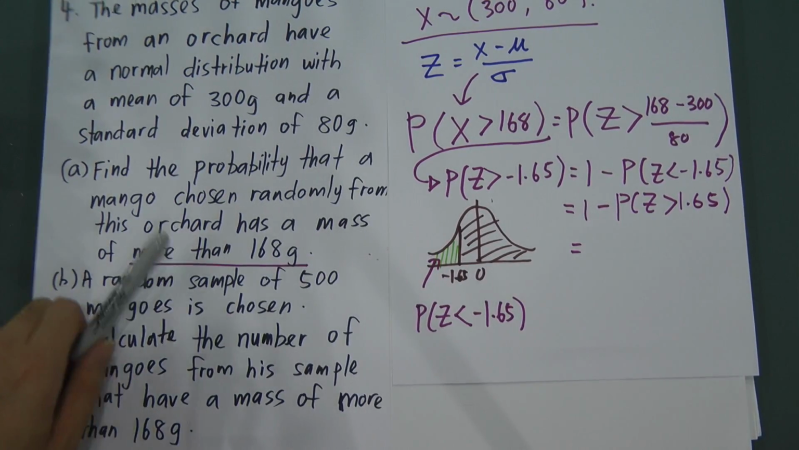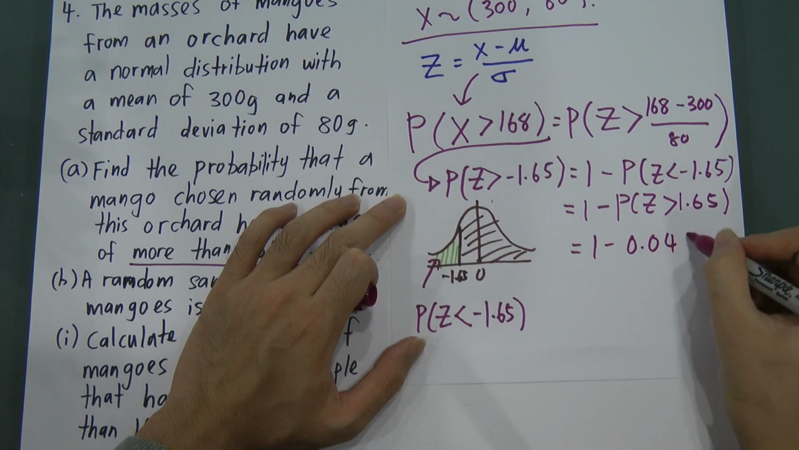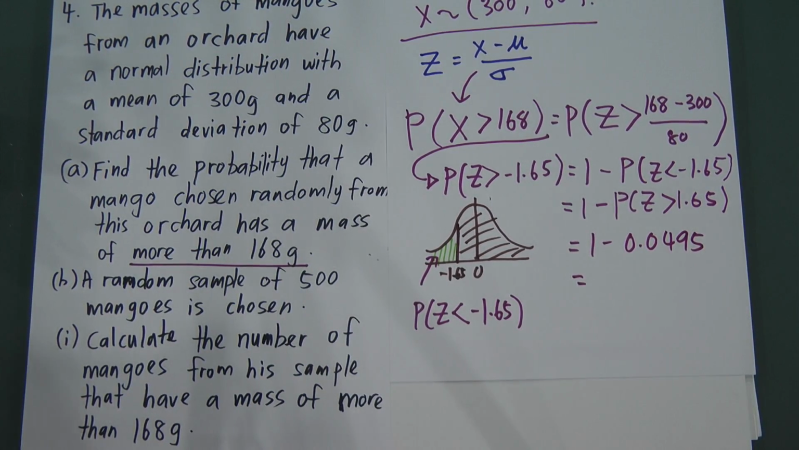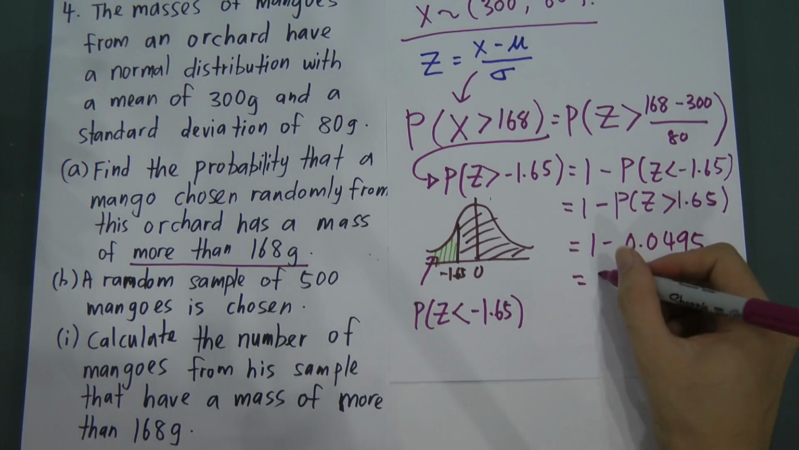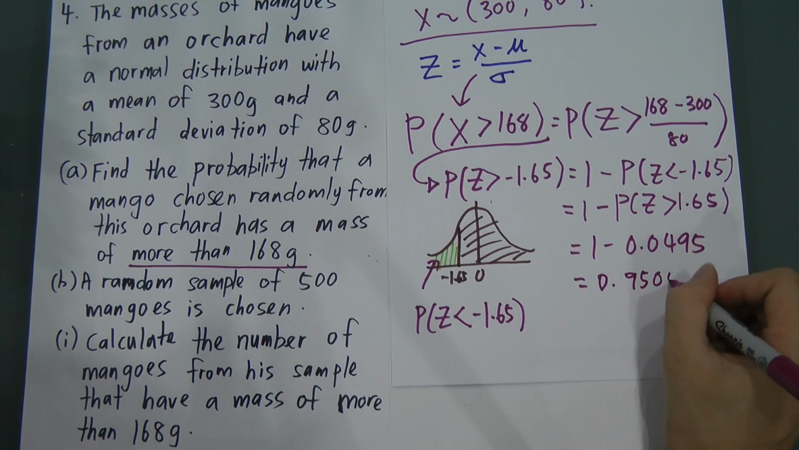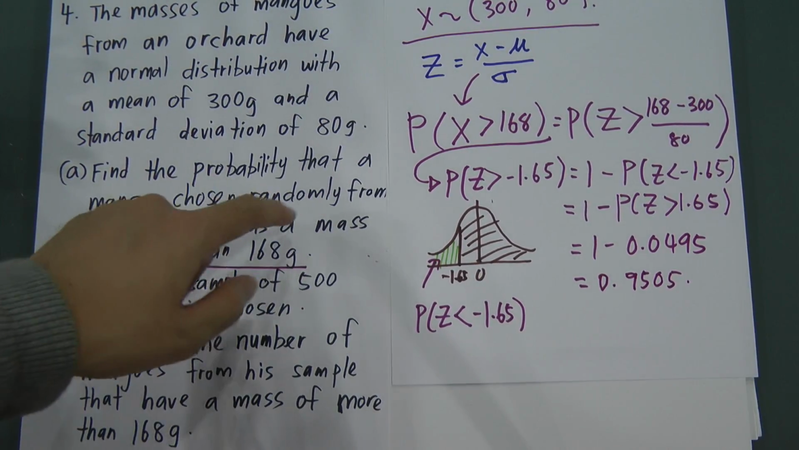So therefore, we get 1 minus 0.0495. Then I can get the answer by pressing the calculator. I think you get 0.9 something. So 1 minus 0.0495, I get 0.9505.